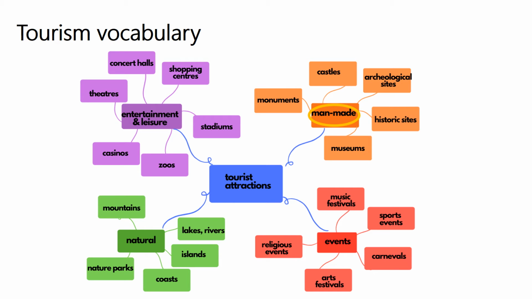There are man-made tourist attractions like castles, churches, monuments. Natural tourist attractions like nature parks, lakes, islands. Different events can also be seen as tourist attractions, for example, festivals, sports events, and religious events as well. And entertainment and leisure tourist attractions like theaters, zoos, even shopping centers attract tourists.